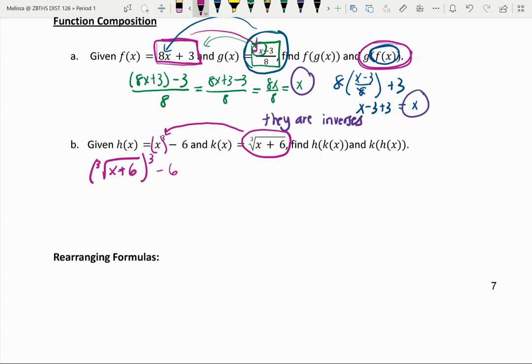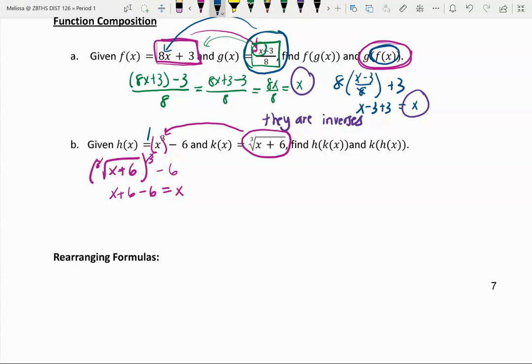And we're going to simplify. Okay, I have to do my exponents first. So I have a cube of a cube root. Those undo each other, and I'm left with just what's on the inside, which is x plus 6. Then I have that minus 6, which simplifies to just x. Same thing going the other way.